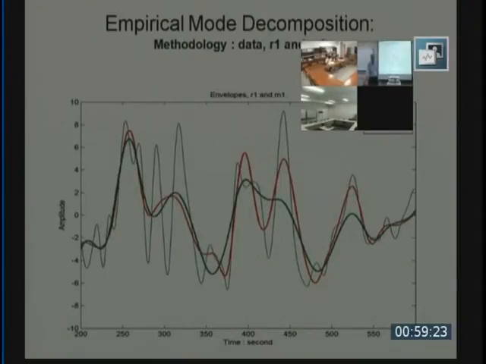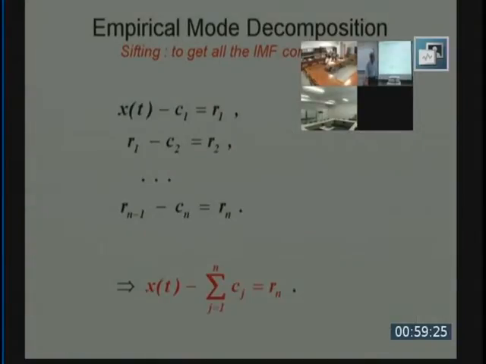So this residual has information. We treat this residual as data. We go another step. You get R2. And you keep on doing that until Rn. Rn then becomes monotonically increasing or decreasing, a monotonic function. At least it cannot have two extrema. If you have two extrema, it means it has a cycle in there, then I can take it out.